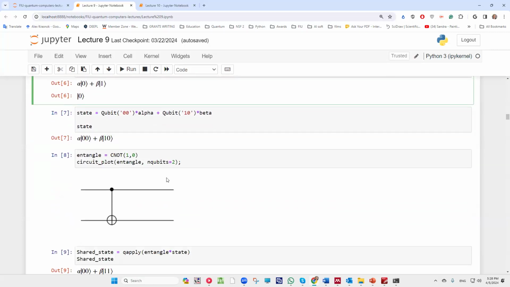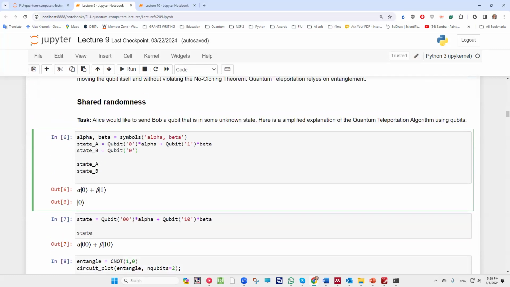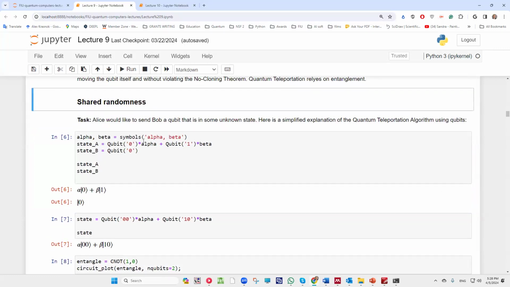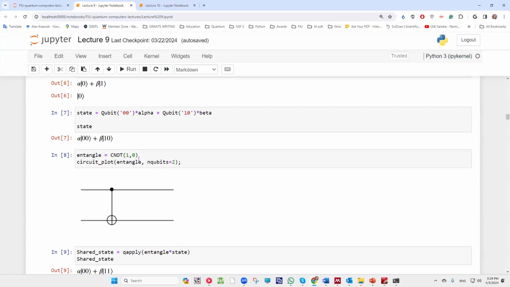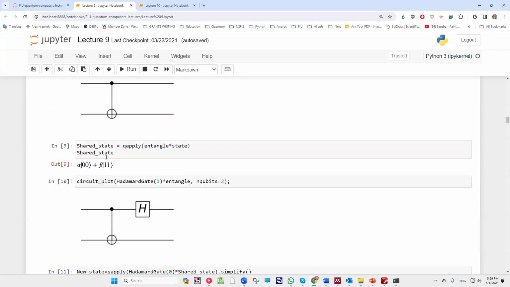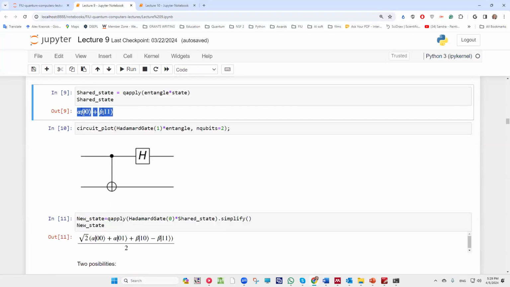The way we do so is called shared randomness. The shared randomness is based on generation of an entangled state, like this one. This is not a Bell state, because for the Bell state, alpha equals beta equals 1 over square root of 2, right? So this is just a shared entangled state.